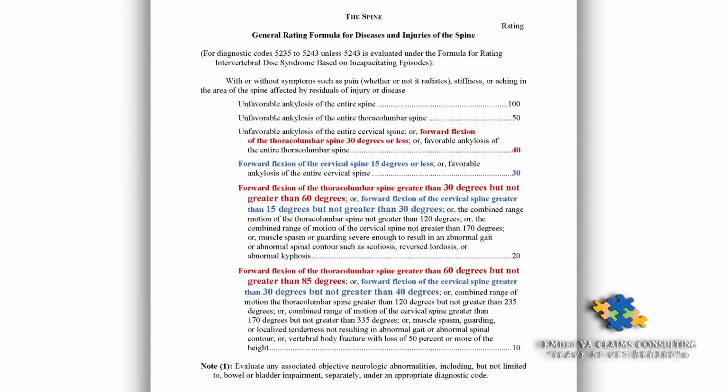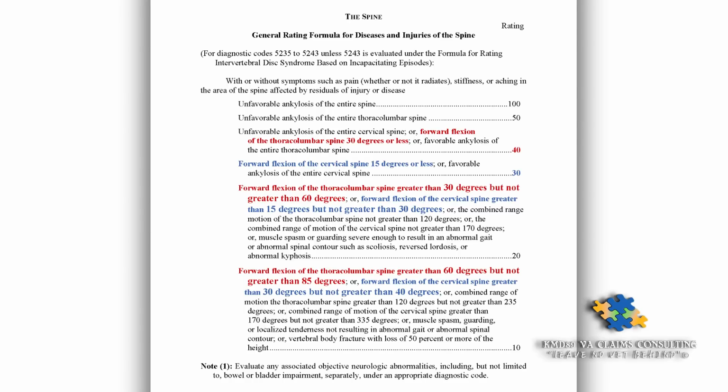Now, the information that's in black, I'll leave it up there so you can read it, but it's basically saying combined range of motion. They're going to have you do several different range of motions. And if they all combine up to a certain degree, then you also can be awarded 10, 30, or 40%, okay? Now, for the 40%, for the back, forward flexion of the thoracolumbar spine, 30 degrees or less.